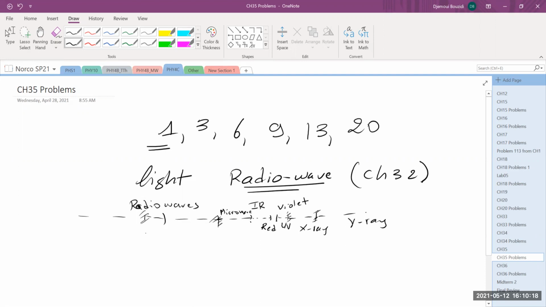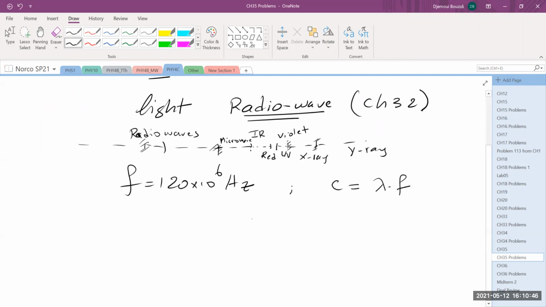So it says a radio transmitting station operating at the frequency, as a matter of fact, they gave us the frequency f to be 120 megahertz. Megahertz is 10 to the power 6 hertz. From chapter 32 also, there is a dispersion law, which I mentioned already in chapter 34 or chapter 35, that says the speed of light is the wavelength times the frequency, where the speed of light is a fixed number, equal to 300 million meters per second, or 3 times 10 to the power 8 meters per second. So we know what that number is. From here, we should be able to find the wavelength.